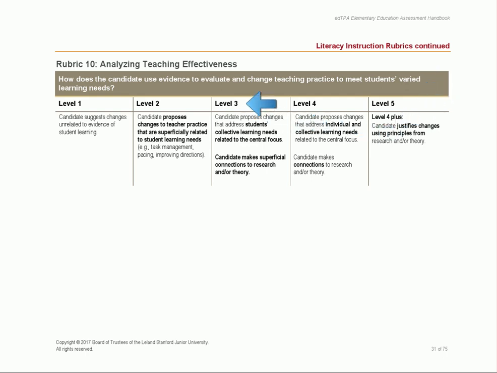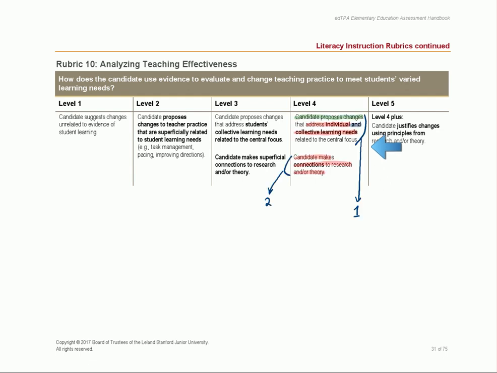So let's look at what a 3 would be, which would be passing. Candidate proposes changes that address students' collective learning needs related to the central focus. So obviously this is about whole class changes. And then the second part, candidate makes superficial connections to research and/or theory. So that means throwing in some research principle that has something to do with either the subject or about how students learn. Now moving to a 4.